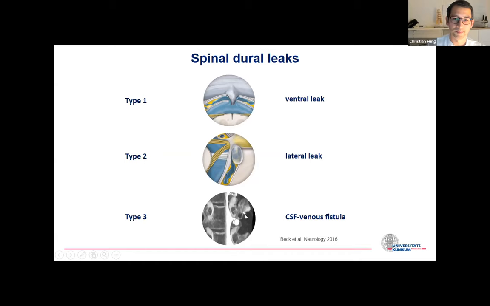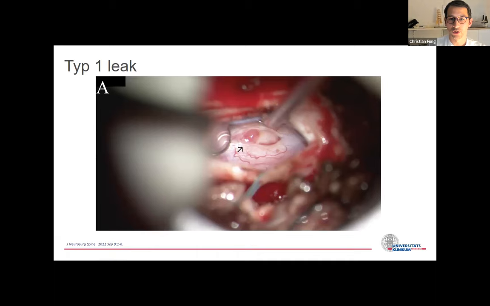This is an image from an intraoperative view that I'd like to show you. This is a type 1 leak. You can see here the minimal invasive approach, and it's a transdural approach. You can see here the opening of the dura at the dorsolateral aspect, and then the transdural approach and view to the ventrally located CSF leak, type 1 leak, with the bony spur, which cuts the dura like a knife.